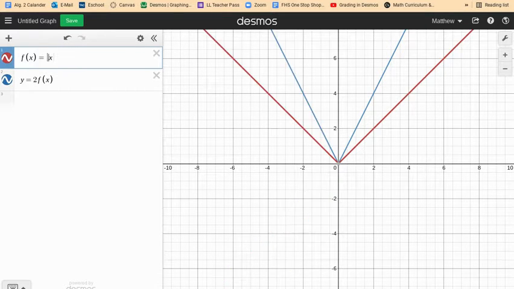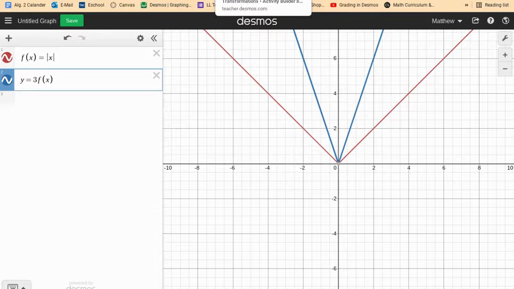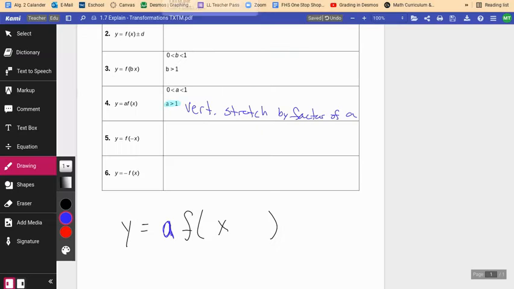If I change that to the absolute value of x, we can see that it's been vertically stretched, so it's gotten thinner and narrower. So anytime this number is greater than one, it gets what we call a vertical stretch. That's the first thing that can happen.